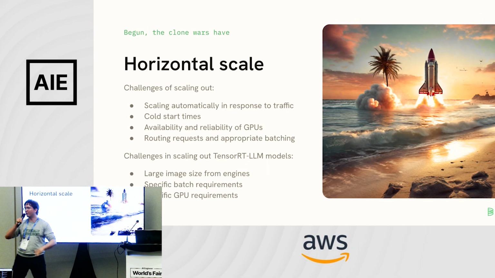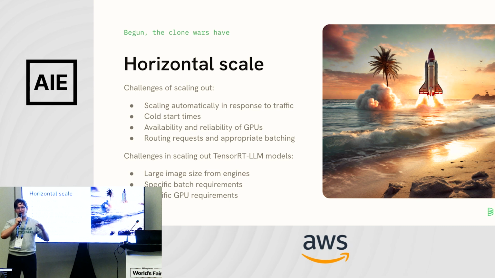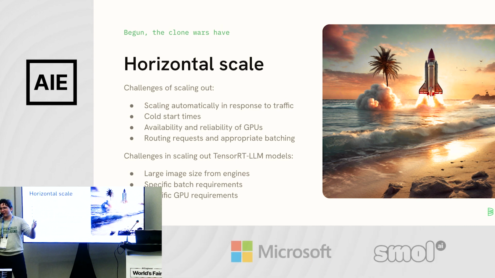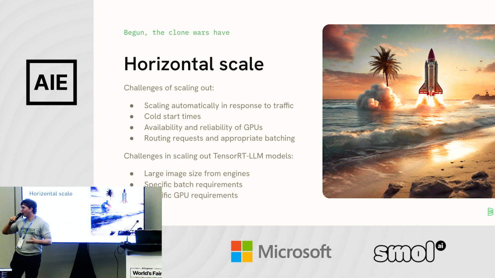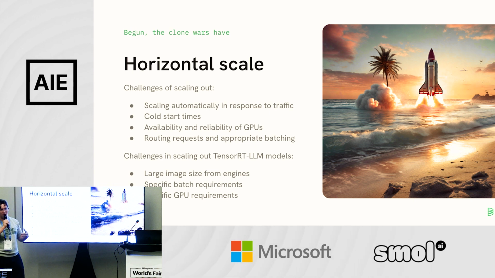We've talked this whole time about vertical scale, right? How do I get more scale off a single GPU? There's also horizontal scale. How do I just get more GPUs? How do I automatically scale my platform up to meet my traffic demands?